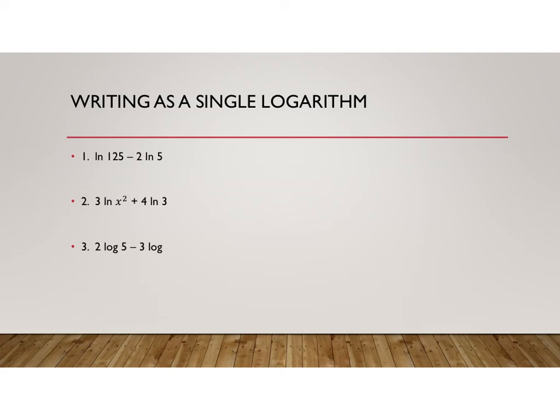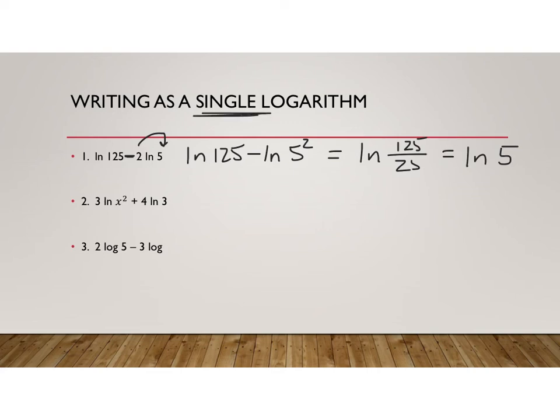Writing as a single log, so using our log properties. This one has subtraction, number 1. So we're going to combine those logs and divide. This 2 can be written as a power. So then we've got natural log of 125 minus the natural log of 5 squared, which is 25. Since I'm subtracting, I'm going to divide these, which simply would be the natural log of 5. It's writing it as a single logarithm.